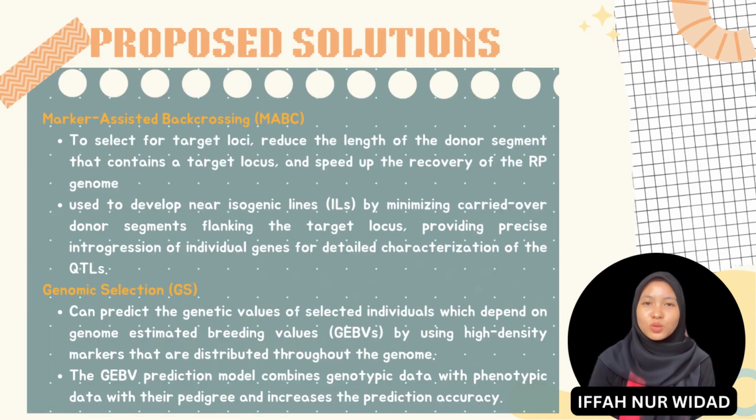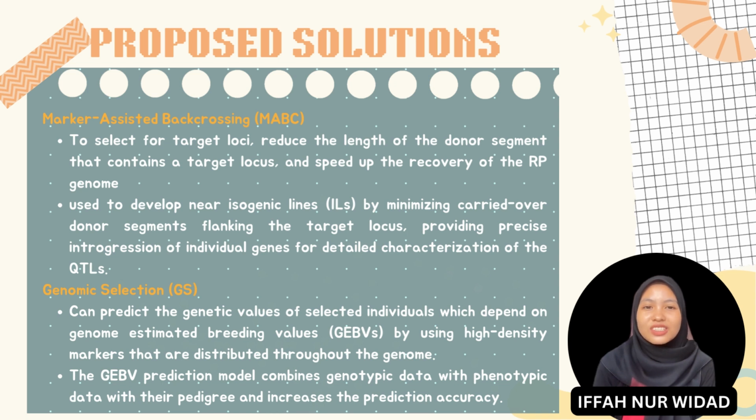Next is the proposed solution. We have proposed two solutions, which are MABC and GS. The first one is MABC. MABC is used to select for target loci by reducing the length of the donor segment that contains a target locus and speed up the recovery of the RP genome. It is also used to develop near isogenic lines by minimizing carryover donor segments flanking the target locus, providing precise integration of individual genes for detailed characterization of the QTL.